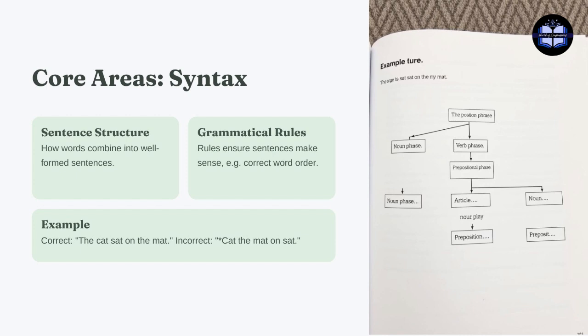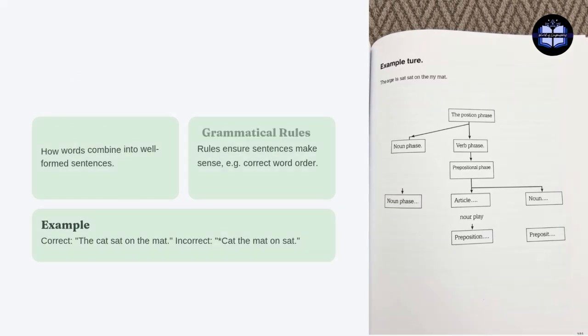What's the funniest grammar mistake you have heard? Let's laugh about it in the comments.